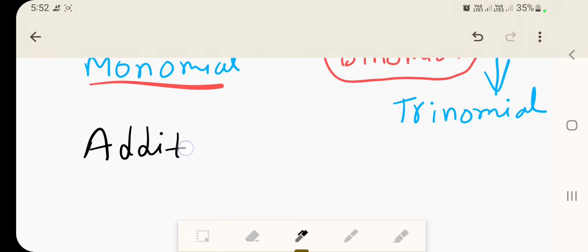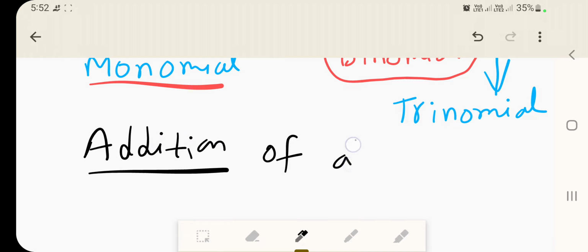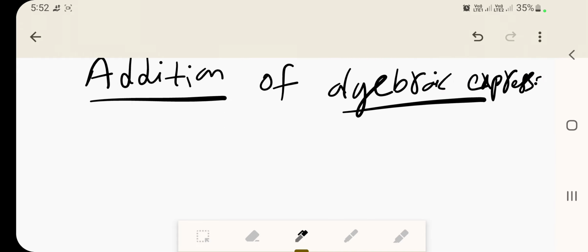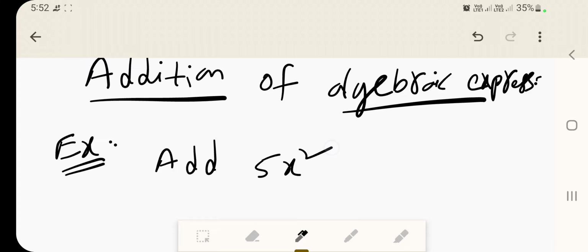Addition of algebraic expressions. Addition means adding, the sum of two expressions. For example, they ask us to add two expressions. They have given 5x square plus 3xy plus 2y square.